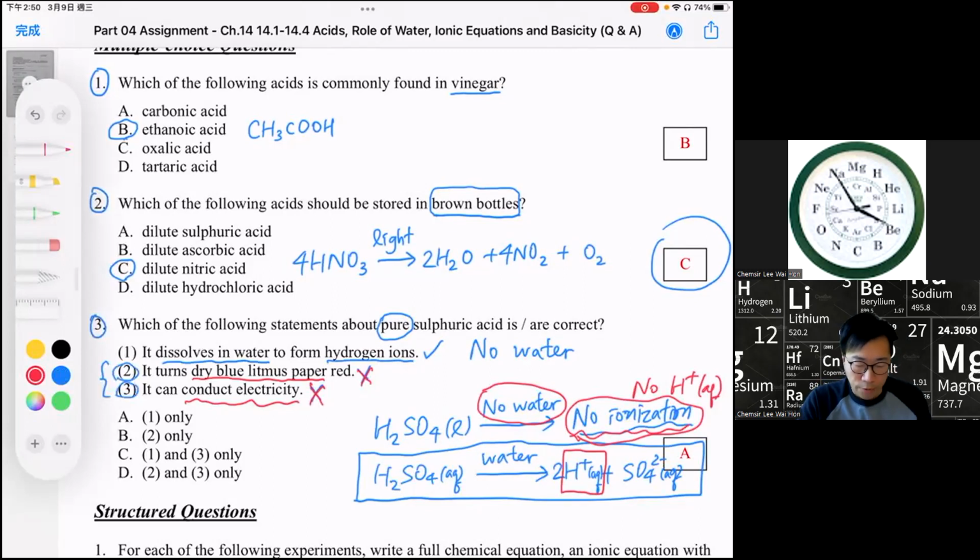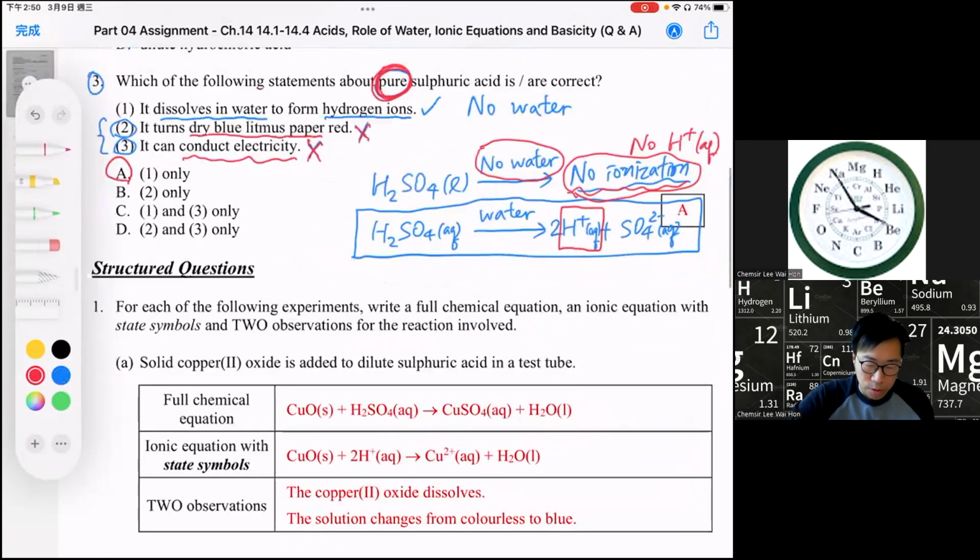So I found some of you were careless. It seems that you did not read the question carefully, so that you made a mistake. So the correct answer is A. Structured question.